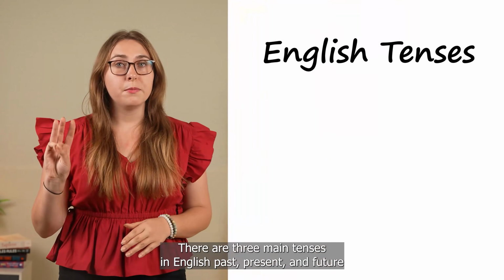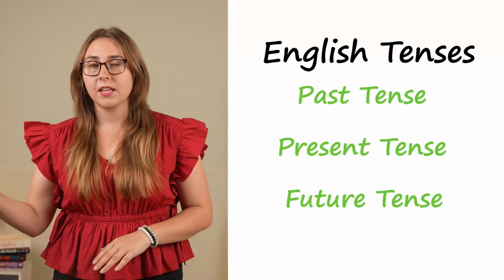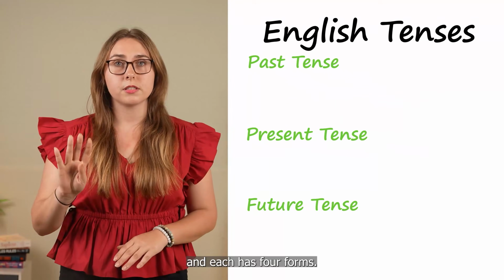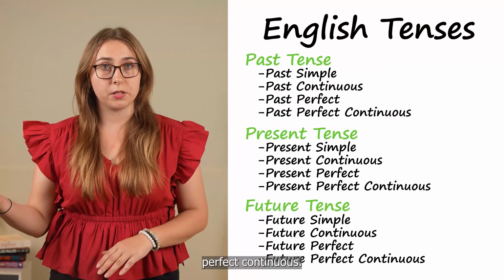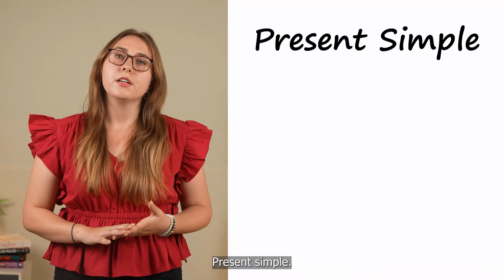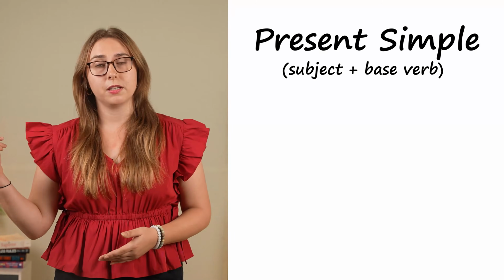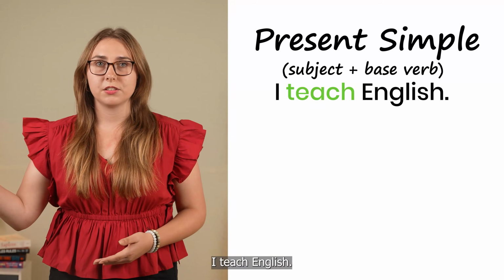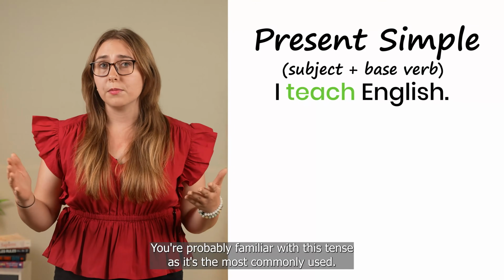There are 3 main tenses in English: past, present, and future, and each has 4 forms: simple, continuous, perfect, and perfect continuous. Let's start with the present tense. Present simple. To form present simple, you just need subject plus base verb. I teach English. You're probably familiar with this tense as it's the most commonly used.